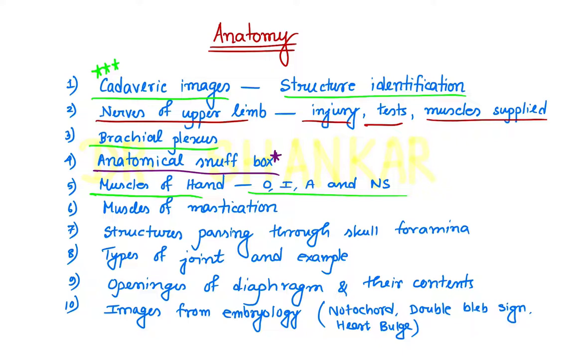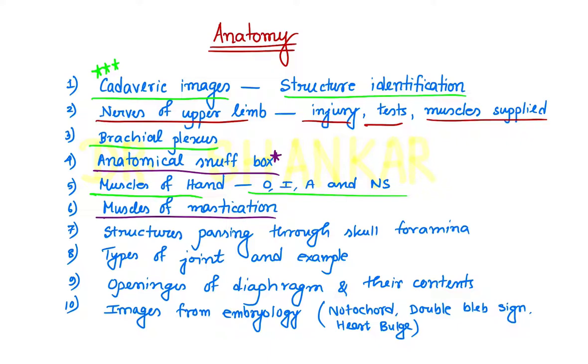Next, muscles of mastication like lateral pterygoid, medial pterygoid muscle, temporalis muscle, and masseter muscle. These muscles are important from an image perspective also. One image can be shown and their origin, insertion, action may be asked.